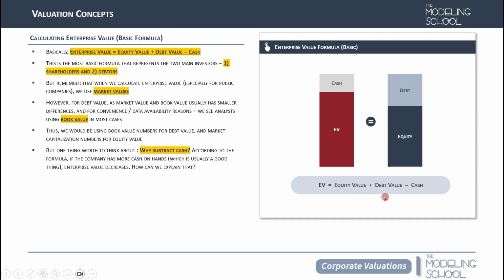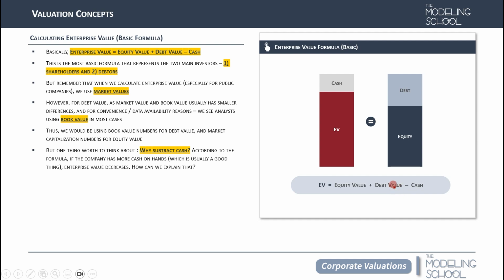So when using this specific formula, all of the components should also be based on market value. Therefore, for equity value we should use market cap, and both debt value and cash should ideally reflect their market values as well. But in actual practice, the difference between book value and market value for debt and cash is not usually that significant.